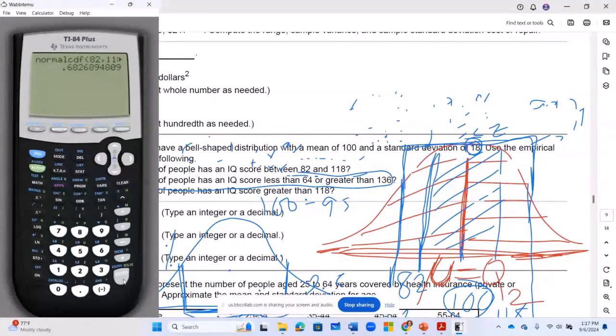Leave your answer to 4 decimal places. If the question specifically says use the empirical rule, then MyLab Math will not mark you wrong. But if the question did not say use the empirical rule, then be careful. You need to use your calculator because your answer to 4 decimal places is 0.6826. 0.68.